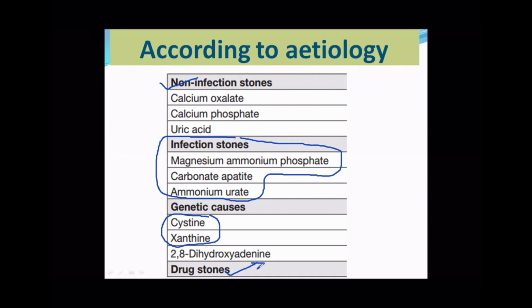And the drug stones, I already told you, the most common are silicate and indinavir. These can also precipitate. Sometimes vitamin C is also a drug, and excessive consumption of vitamin C can also form stones, but this is a bit different. Mainly drugs like silicate and indinavir, with prolonged consumption, can cause precipitation. So this is the way we can classify the stone according to cause.